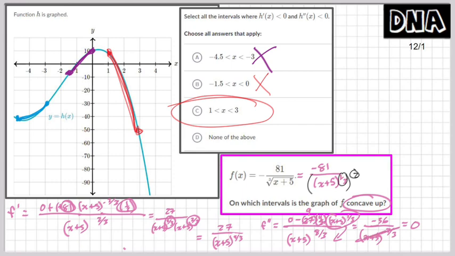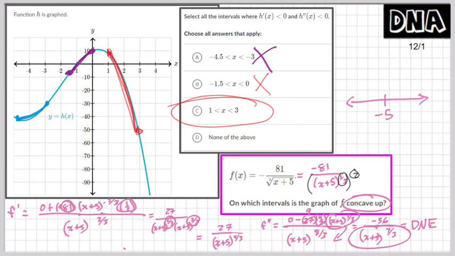Well, that's not true. Negative 36 doesn't equal 0, so that doesn't work. Now I need to see where this does not exist. To find out where this does not exist, I take the denominator and set it equal to 0. And what I get is a negative 5. If I get a negative 5, it makes the denominator 0. You can't have a 0 on the denominator of a fraction.